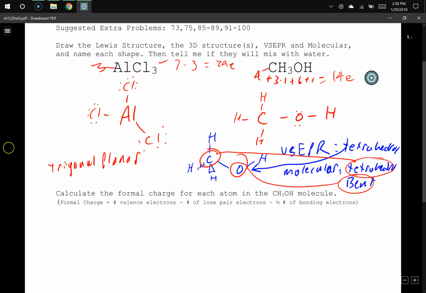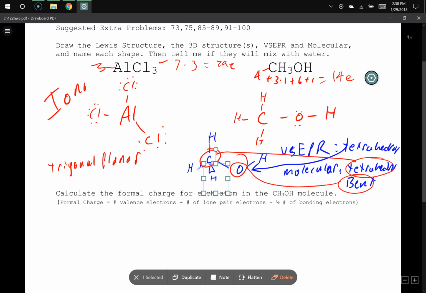I must have asked, do they mix with water? Trick question. Half of it's a trick question. That's ionic. So yeah, it's going to mix with water because although there isn't an aluminum solubility rule, there's a halogen or a chloride solubility rule, and it says they're soluble. So aluminum chloride definitely dissolves in water.